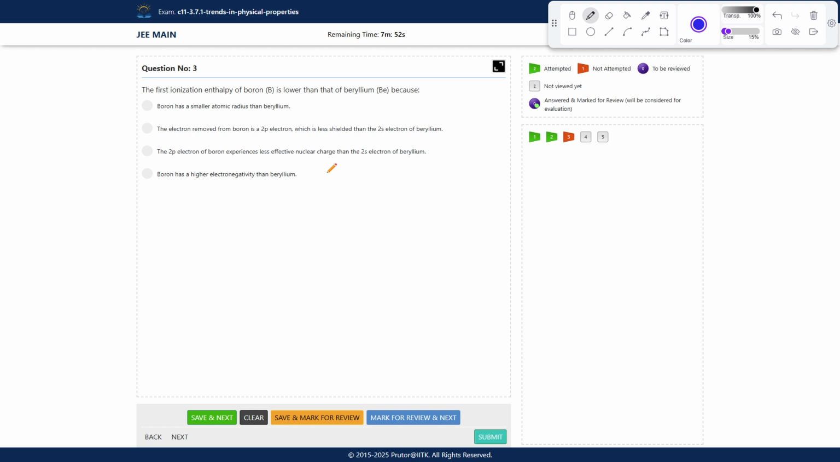The first ionization enthalpy of boron is less than that of beryllium because: boron has a smaller atomic radius than beryllium; the electron removed from boron is a 2p electron, which is less shielded than the 2s electron; the 2p electron of boron experiences less effective nuclear charge than the 2s electron of beryllium; and fourth, boron has a higher electronegativity than beryllium. So this is a tricky one, right? There is a chance you would make a mistake in it.